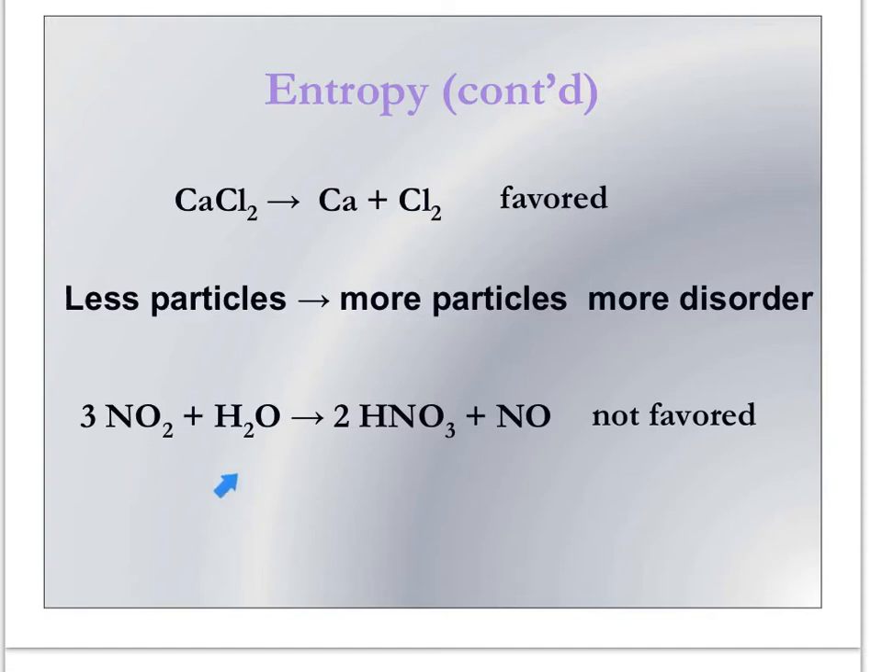Let's look at this example. 3NO2 plus H2O yielding 2HNO3 and NO. That one, we're going from 4 particles to 3 particles. We're going from more to fewer particles. That's not good. We're going to more order, so that is not favored.